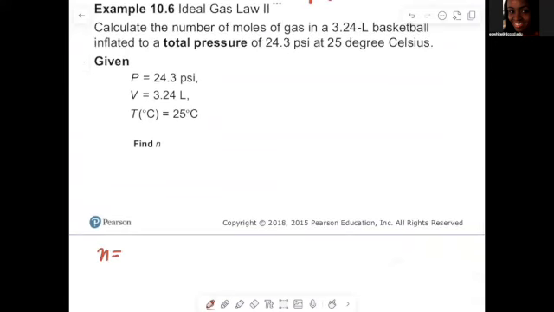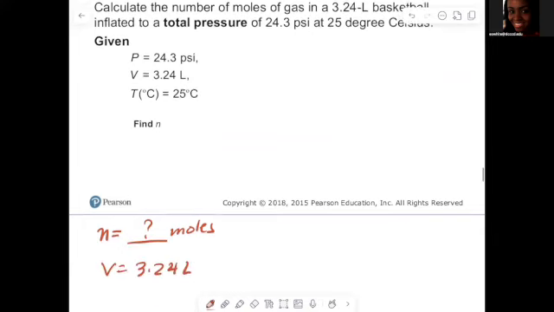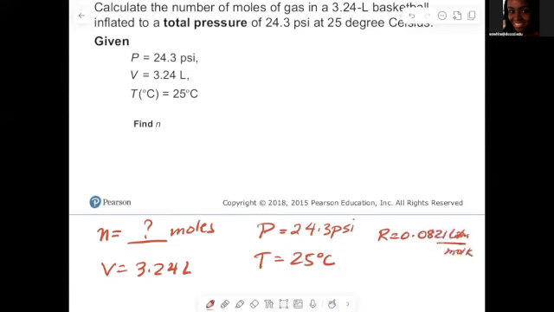Okay. So we're asked to calculate number of moles. So what is wanted here is some amount of moles of a gas in the 3.24 liters. So we're given volume 3.24 liters. A basketball inflated to a total pressure. We have a pressure that is 24.3 psi, right? And then we have a temperature that is 25 degrees Celsius. And then we have a value of R that is 0.0821 liters times atmospheres over mole times K.